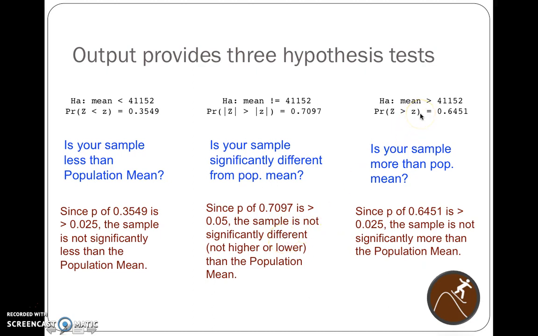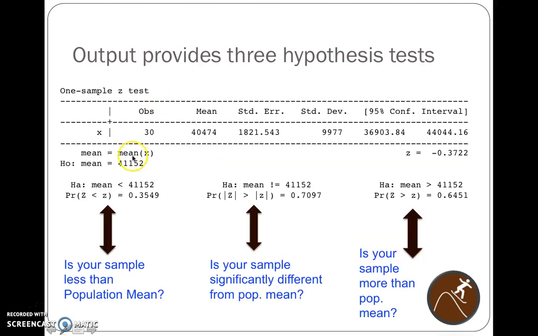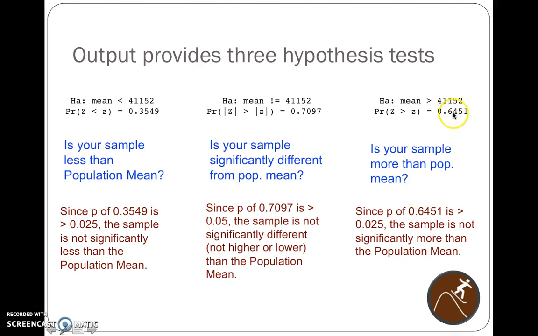And then the last one is asking, is our mean value of 40,474 greater than 41,152? And again, p-value is 0.64. There's no statistically significant difference. So since the p-value is 0.64, in this case greater than 0.05, the sample is not significantly more.